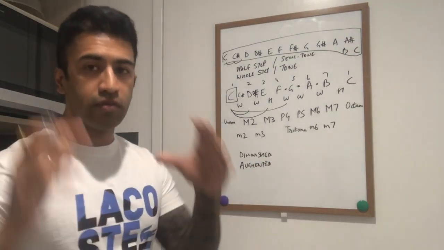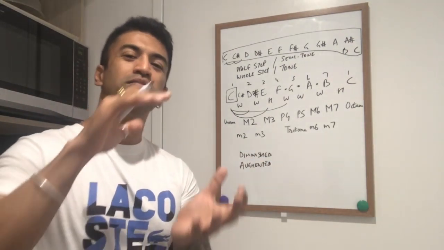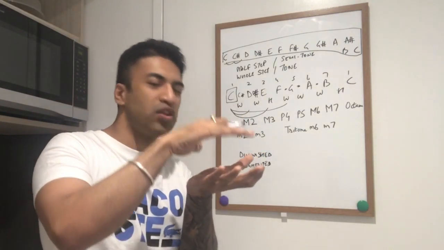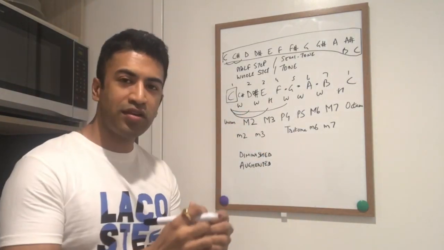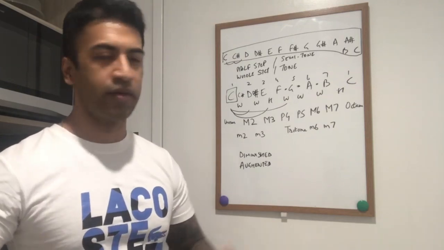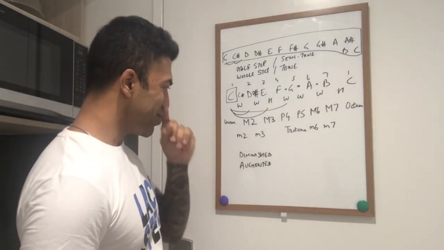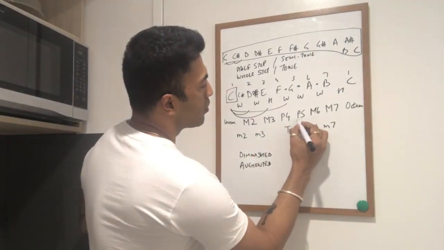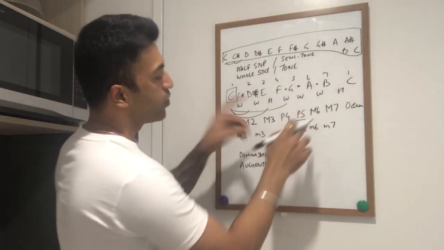If you hear the word diminished, it means to shrink or shorten, and augmented means to stretch or to increase, right? So this is the perfect fifth interval. A C to a G is a perfect fifth.